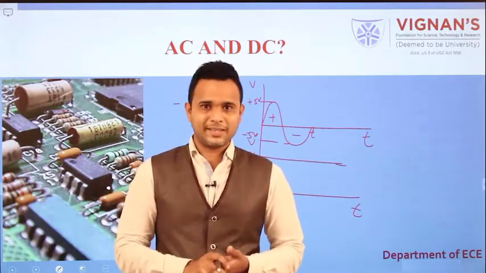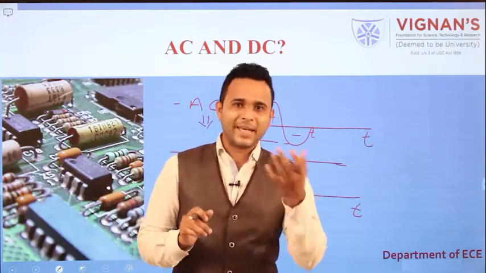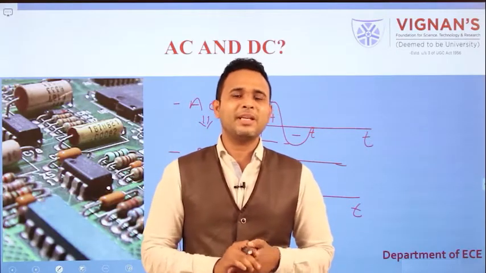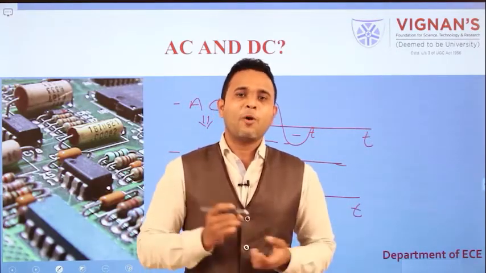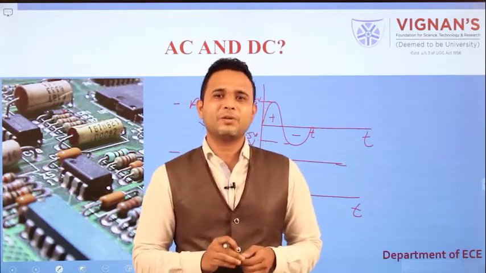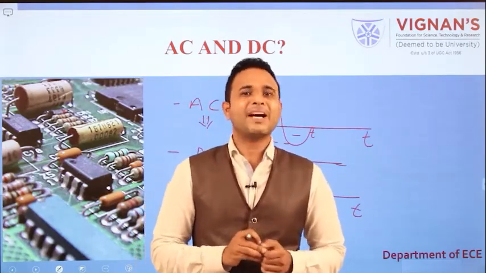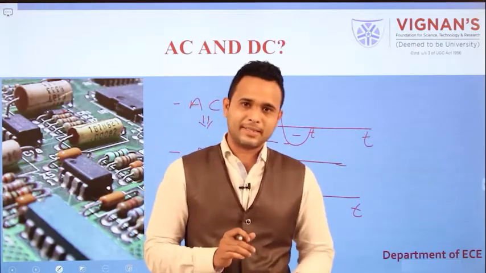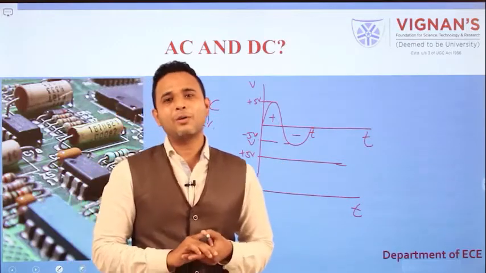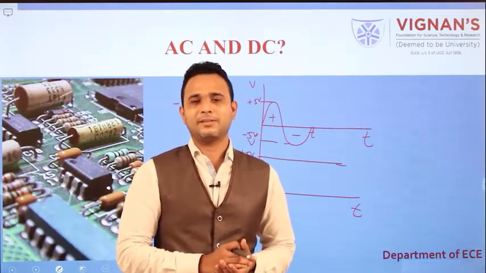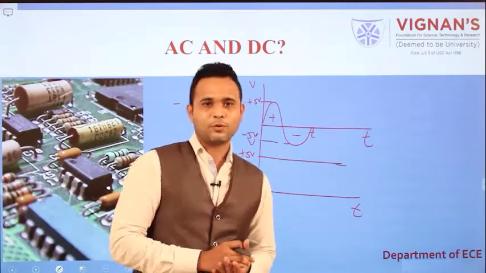So where is AC used? Mainly alternating current is used for motors, like our fans and some water pumps. At the time we are using AC power, but our electronic gadgets work only with DC. So that's why we have to convert the available AC source into DC. That is our main motto.